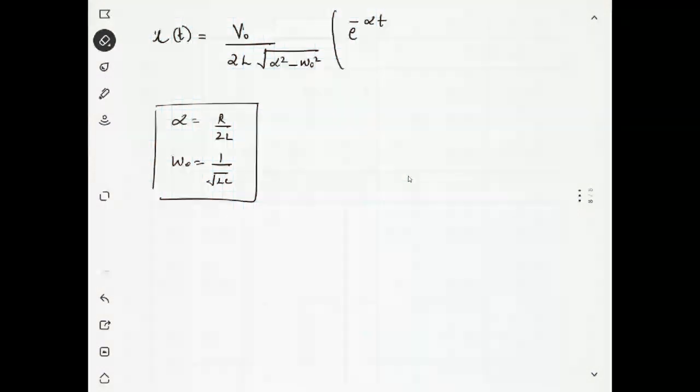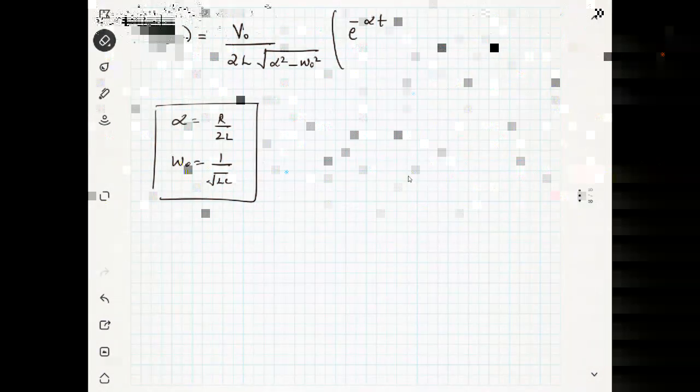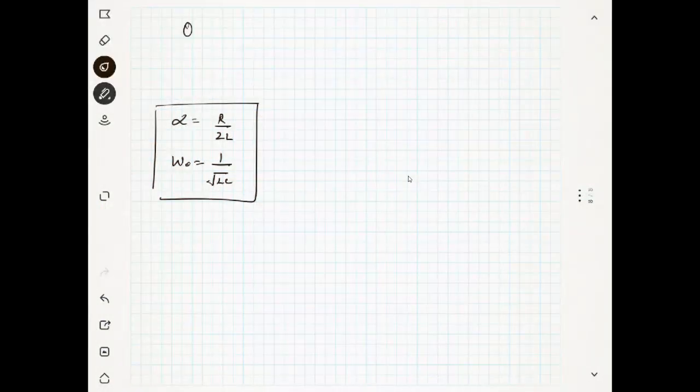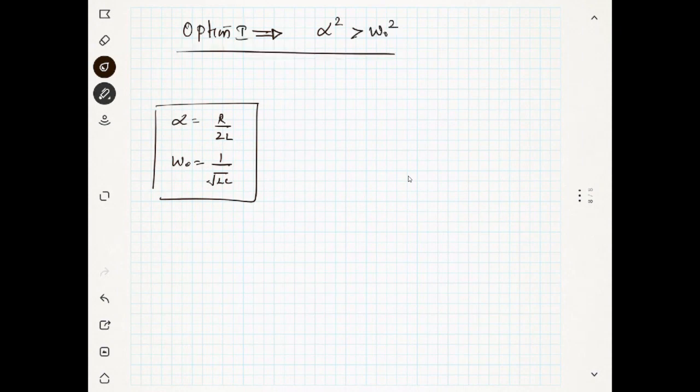Okay, I missed one point, please. This is a special option. So we are going to represent it by using the first option. My first option is that alpha square is greater than omega naught square. This is the first option. Why am I using this option?